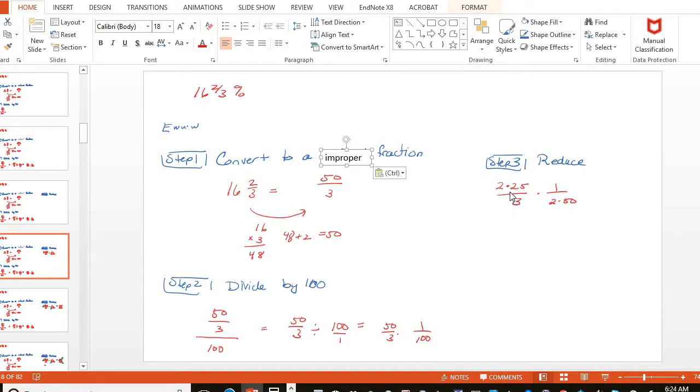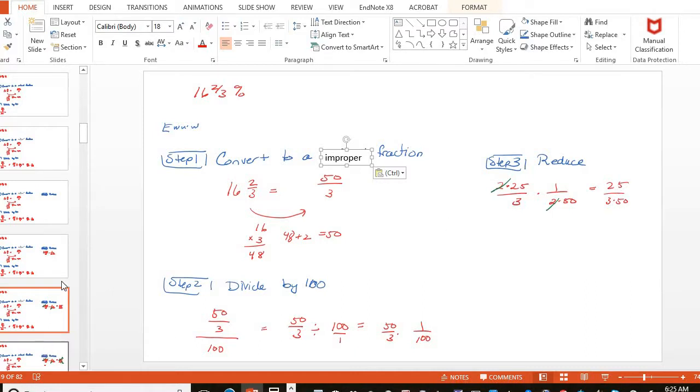So 50 is really 2 times 25. And 100 is really 2 times 50. Because I have a 2 and a 2 both here, 2 divided by 2 is really 1. And even though they're across from each other, really if I was supposed to multiply, I'd group everything together. And so I can kill the 2's, and I'm left with 25 over 3 times 50.